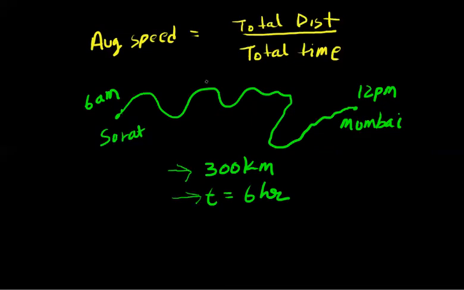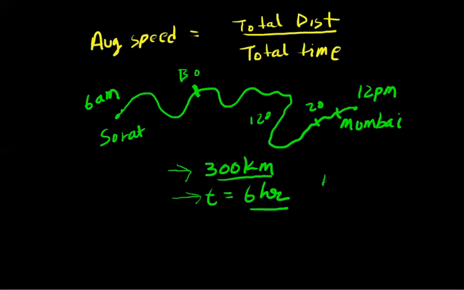Now remember, this time includes everything. At some point I might be driving 100 kilometers per hour. At some point I might be stopped. Let's say I had stopped over here for breakfast, so my speed over here will become 0. Over here, I'm driving very fast, 120 kilometers per hour. Here, there is traffic, so I'm driving 20 kilometers per hour. So the speed is not uniform; the speed keeps on changing. But what we are worried about is the total time taken and the total distance.